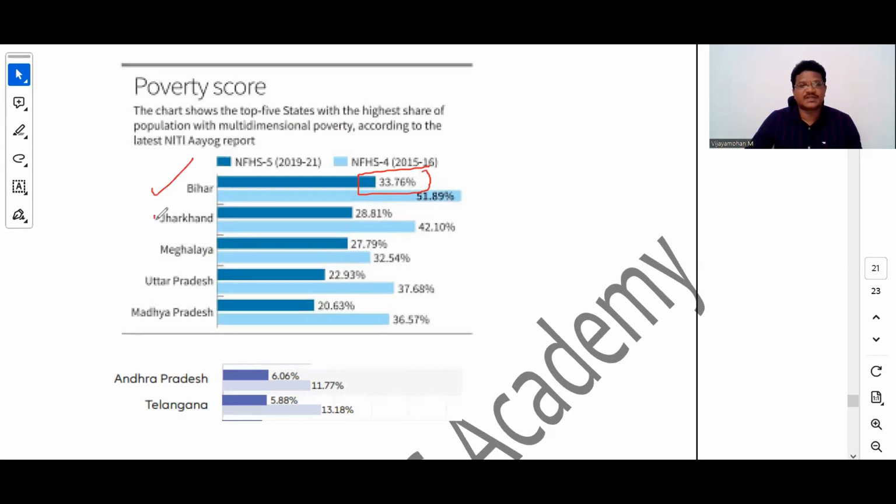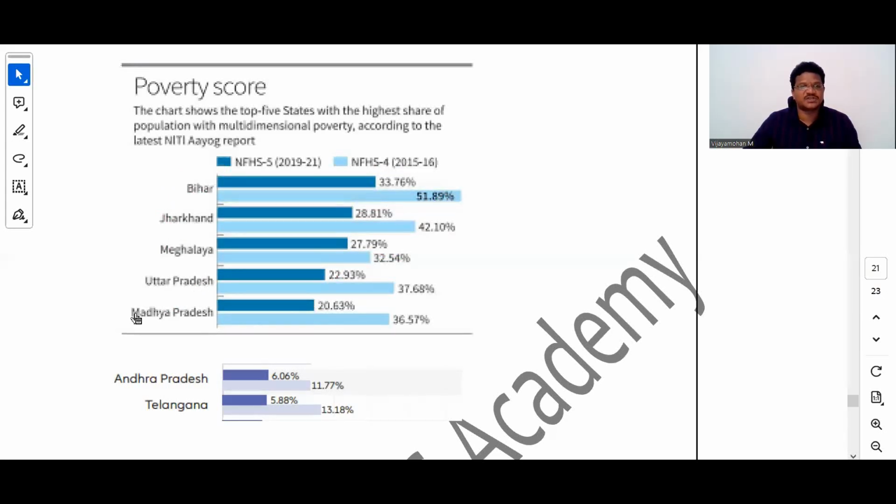Bihar. Now Bihar tarvata Jharkhand, which has 28.81% of MPI ratio, and after Jharkhand it is Meghalaya at 27.79%, and in 4th place Uttar Pradesh having 22.93% of MPI people, and Madhya Pradesh in 5th place, which has 20.63% of people under the MPI ratio, right?